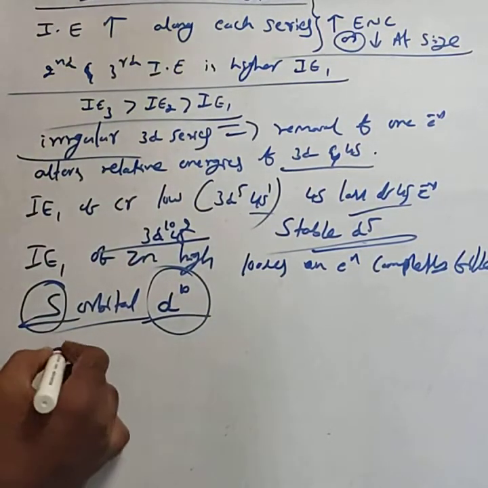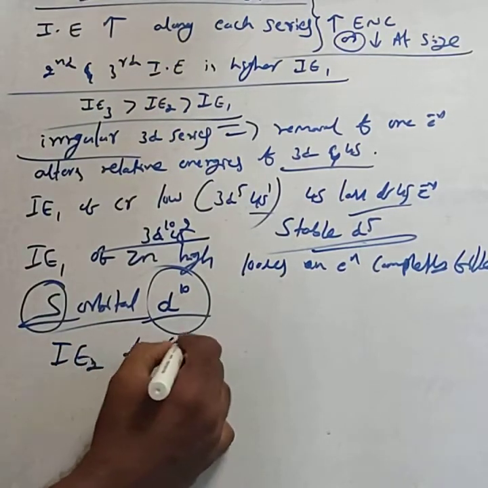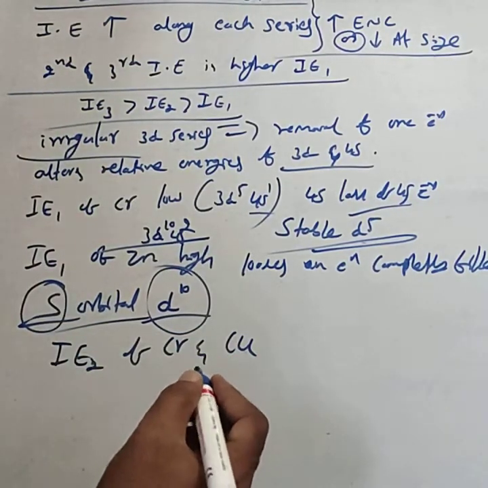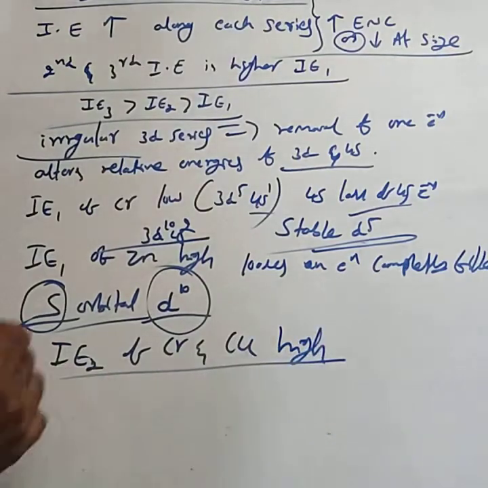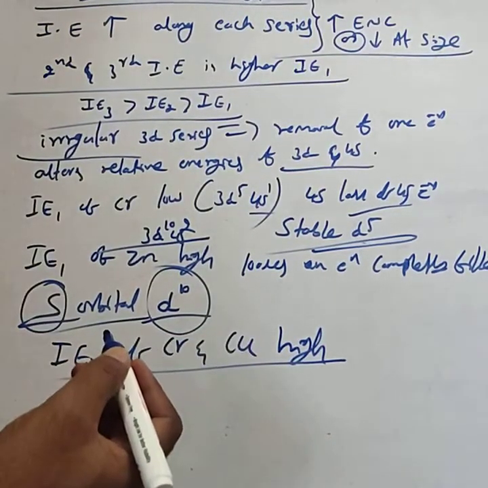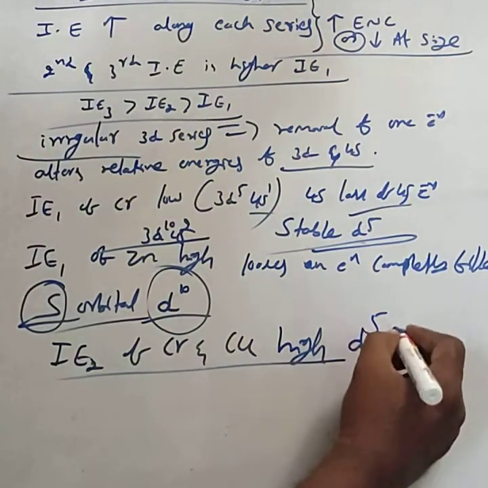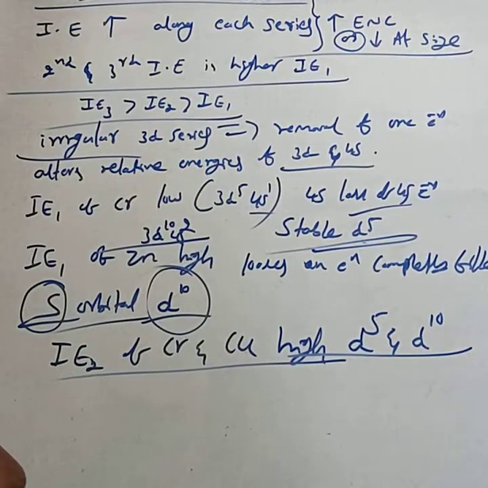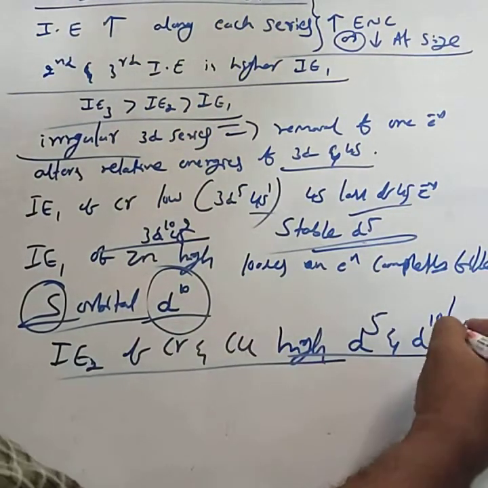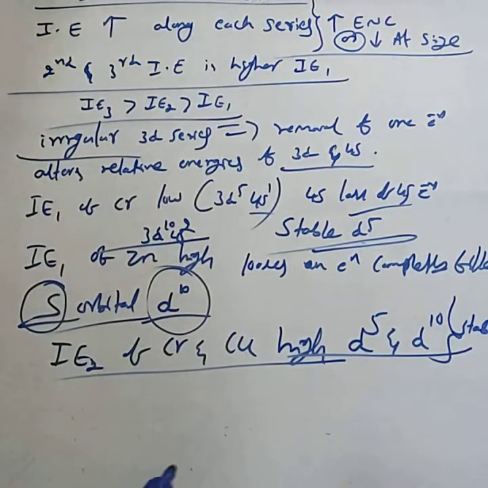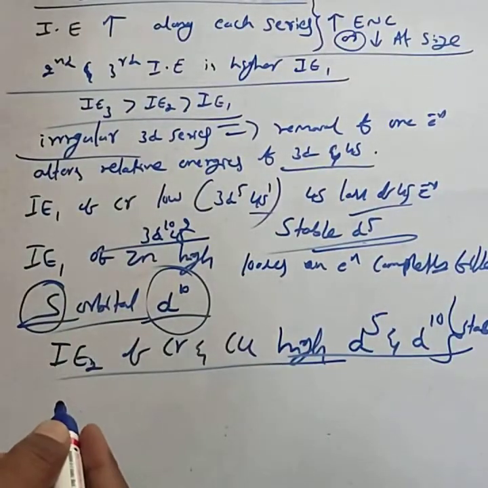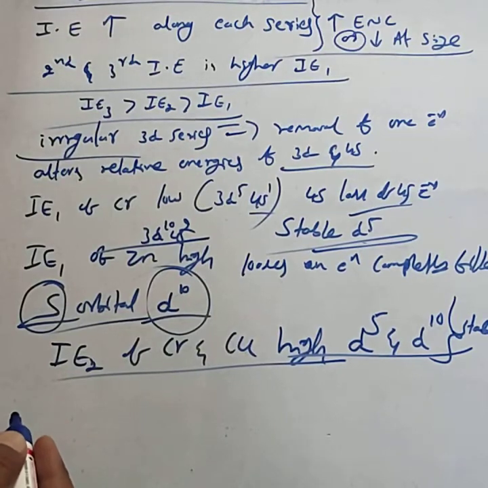Then IE2 of chromium and copper is also very high, because for the removal of the electron, the configuration is d5 and d10. These d5 and d10 configurations are stable. To remove the second electron from chromium and copper, that is from d5 and d10 configurations, which are stable, hence they have very high IE2 values.